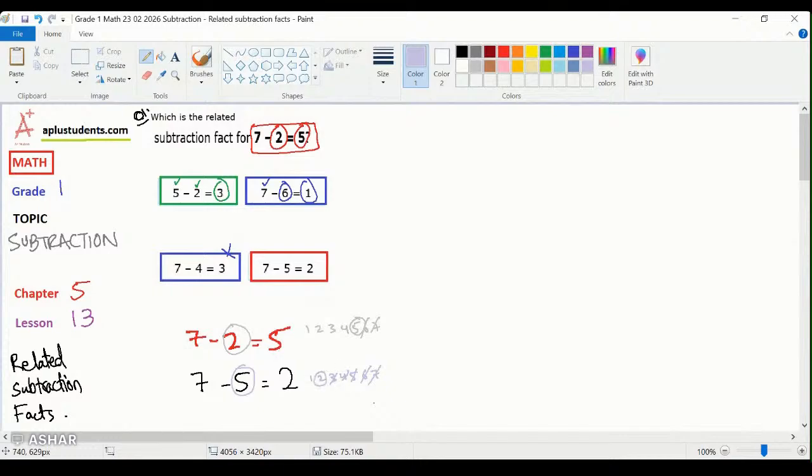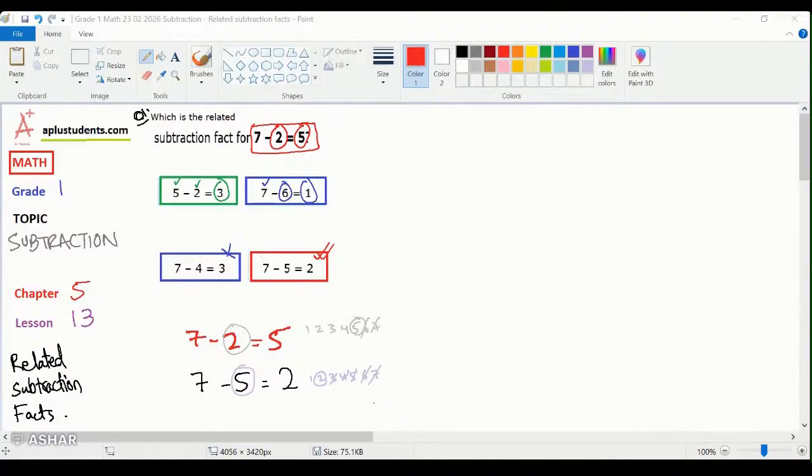So in related subtraction facts, what we need to write is, we need to give the reverse of the given equation. Like 7 minus 2 would be 5, then 7 minus 5 must be equal to 2. Do we agree? Okay, let's have a look at another example. We'll try to do it differently.